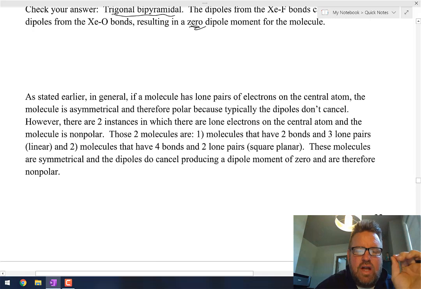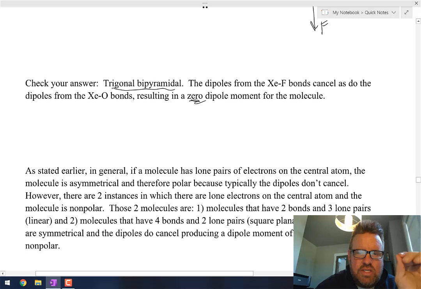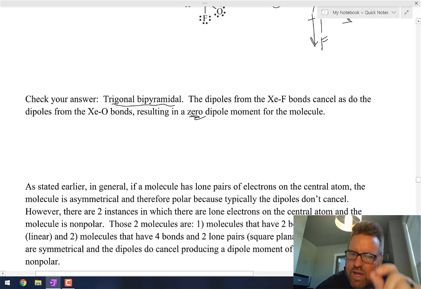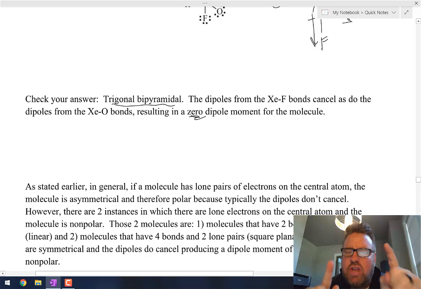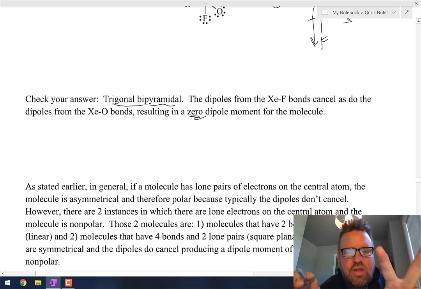Now, in general, what did I say? If there are dots on the central atom, it's going to be polar. And that's a really, really good way to know whether the molecule is polar or not. If there's just one central atom and there's dots on the central atom, in general, it's going to be polar. But there's 2 times when it doesn't, when it's not polar.